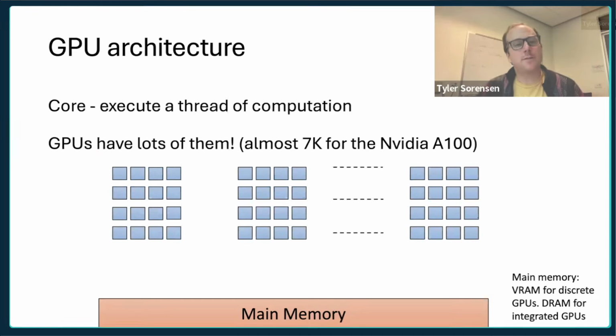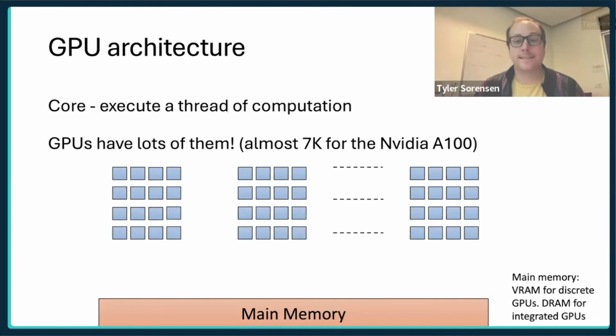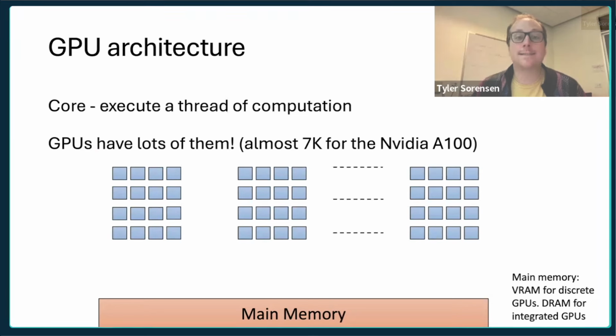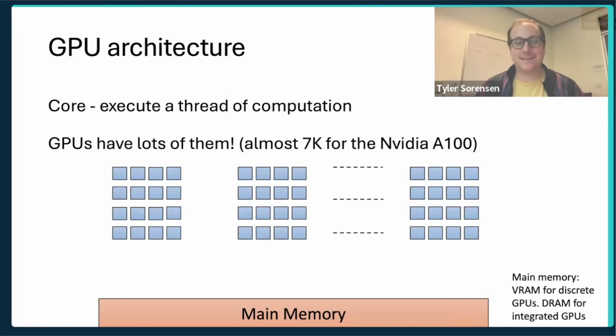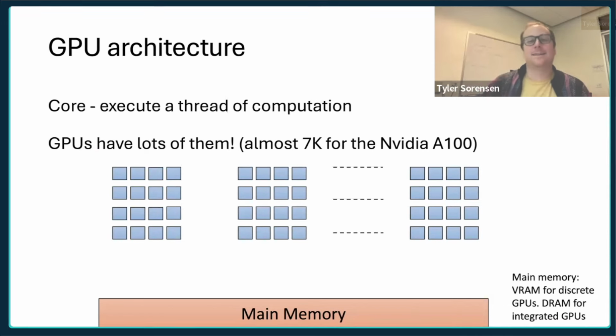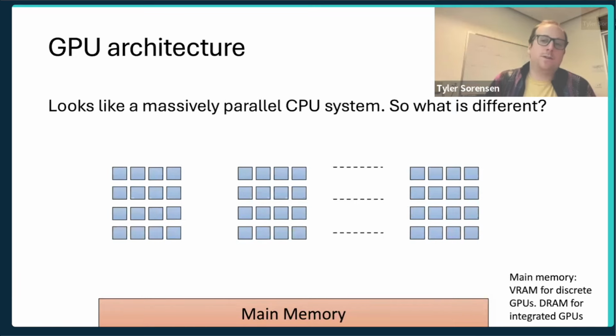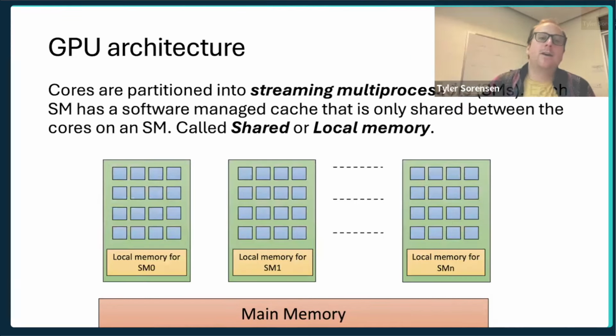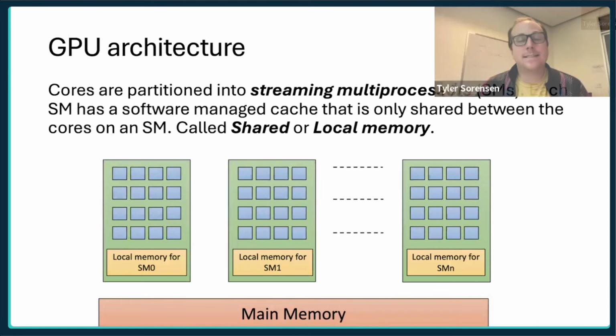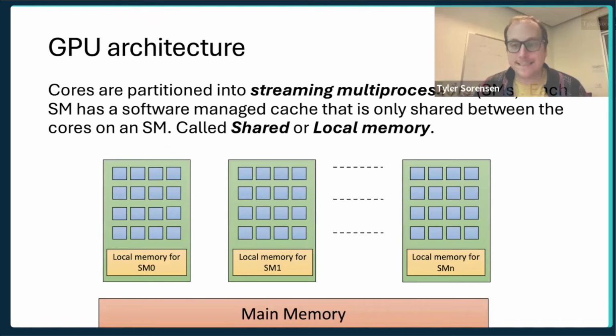What makes GPUs powerful is that they have lots of cores. For example, the NVIDIA A100 has almost 7,000 of them. This is where we start to get a bit different. I'm pretty sure your laptop doesn't have 7,000 CPU cores. But then how do you manage this much parallelism? Well, what's different is that GPUs organize this massive number of cores into what are called streaming multiprocessors, sometimes called SMs.